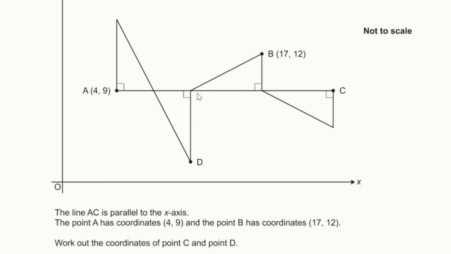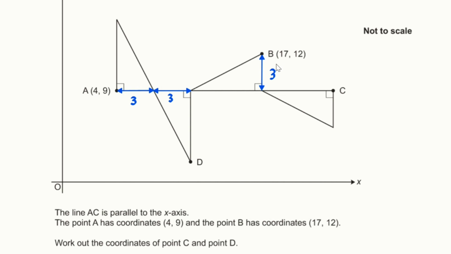Well, going from 9 to 12, that's 3. So that means this distance here is 3, because if I add 9 to 3, I get the y coordinate of 12. And that also means then that here to here is 3, and here to here is also 3.